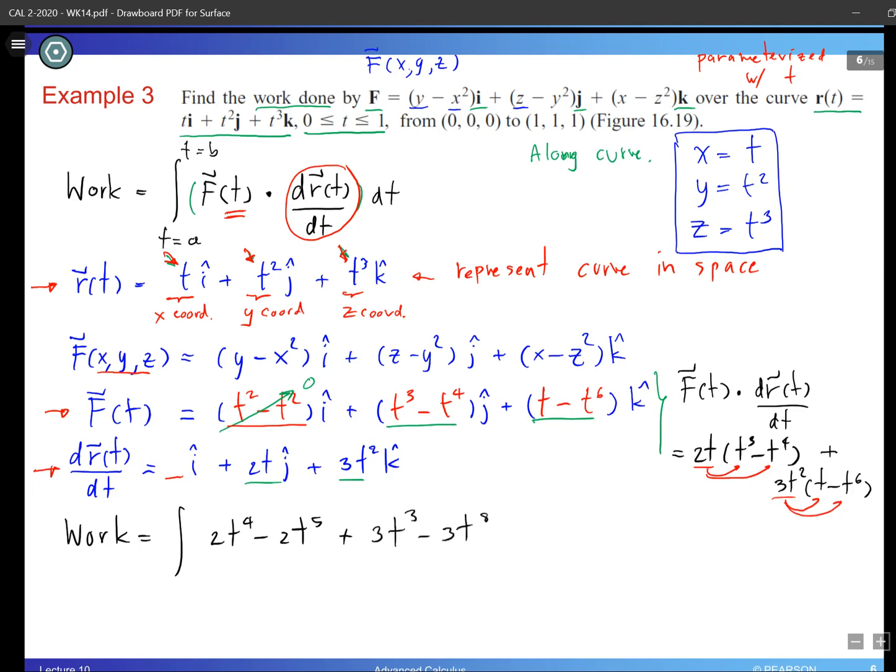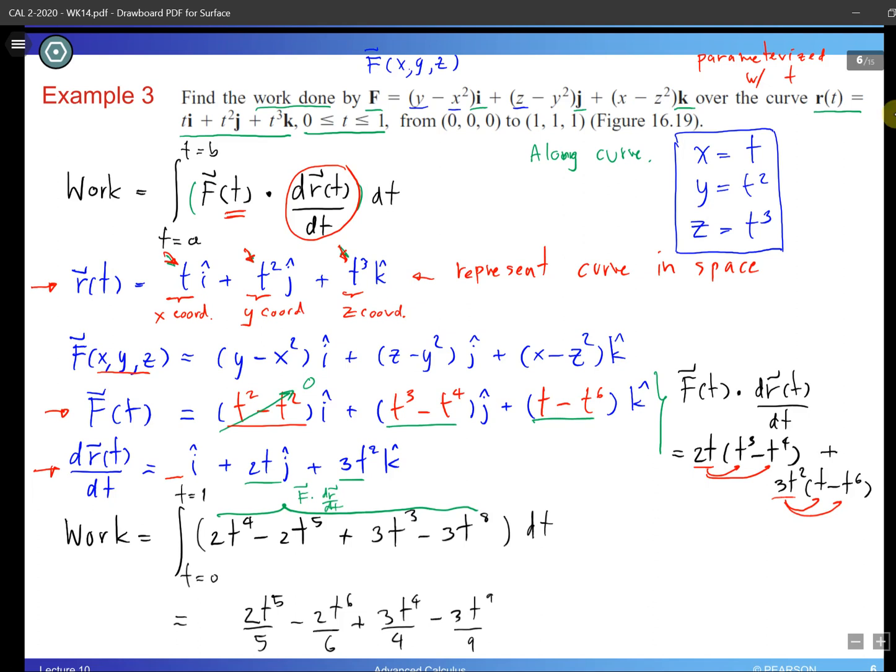Alright, and I'm supposed to integrate this dot product with respect to time, starting from time equal to 0 and ending at time equal to 1. Once again, what you see right here is F dot dr dt. Alright, so let's integrate this. It's going to be equal to, first term, 2t to the power of 5 over 5 minus 2t to the power of 6 over 6 plus 3t to the power of 4 over 4 minus 3t to the power of 9 over 9.